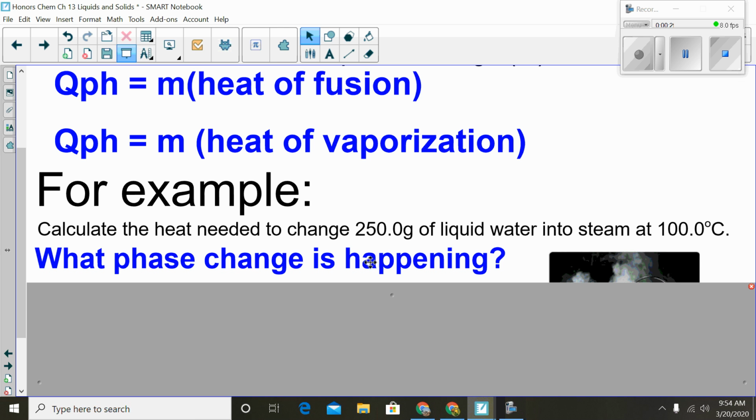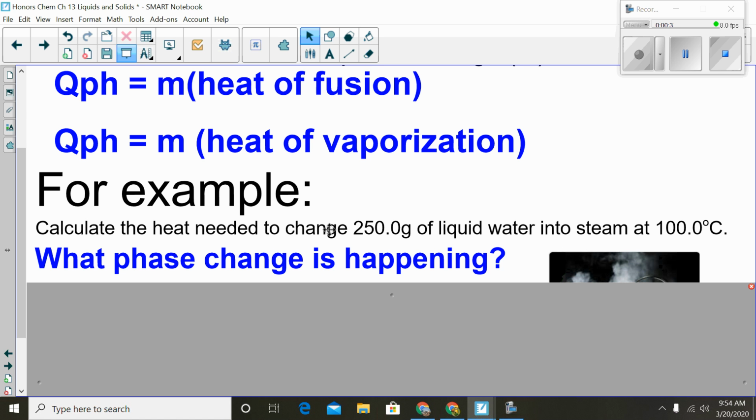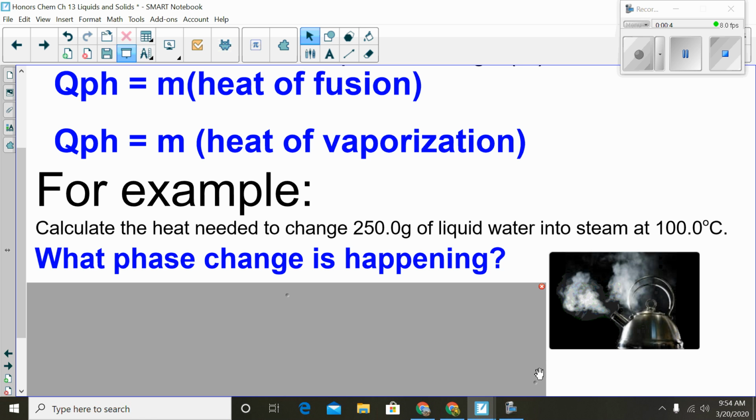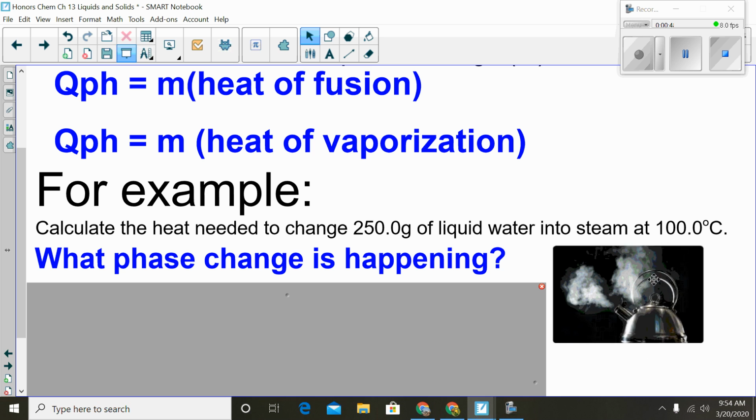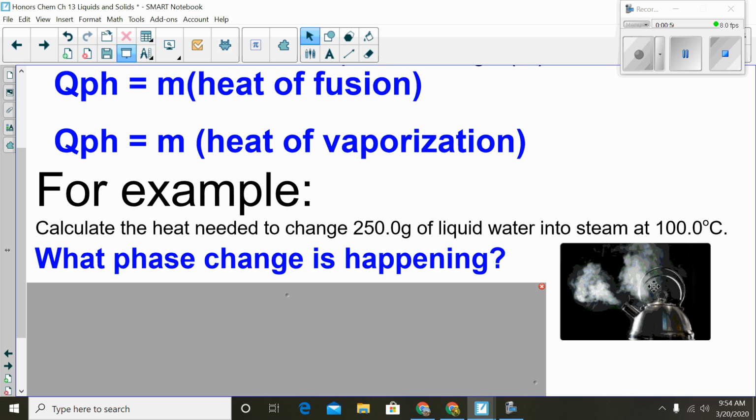All right. So you'll get a problem that looks something like this, right? It says calculate the heat needed to change 250 grams of liquid water into steam at 100 degrees Celsius. So what I'd like you to try and focus on is what phase change is happening when I say liquid water is turning into steam. That is the one thing you have to pay attention to, which phase change is happening. You need that because it's going to tell you which heat, either fusion or vaporization, you need to use. So in this instance, water turning to steam is vaporization.